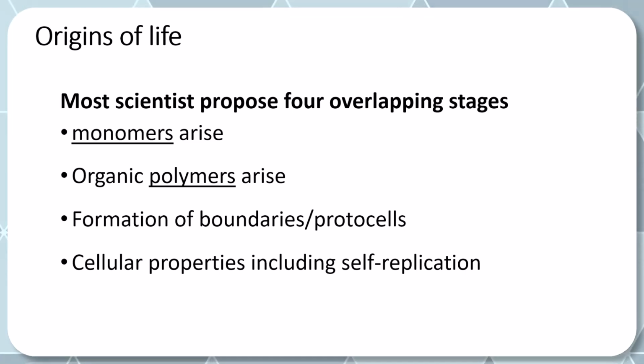Most scientists propose 4 overlapping stages that had to occur for life to begin. So we needed organic monomers to arise. What's a monomer again? Remember, the root word mono means one. So a monomer is a simple organic molecule like an amino acid or a monosaccharide, or a nucleotide would be an organic monomer. Then organic polymers needed to come about. Then we needed to have boundaries or kind of early protocells. And then we needed cellular properties like self-replication.